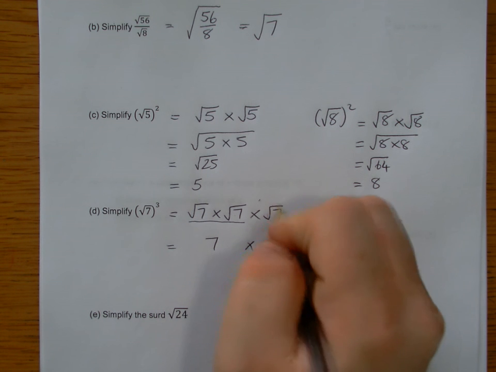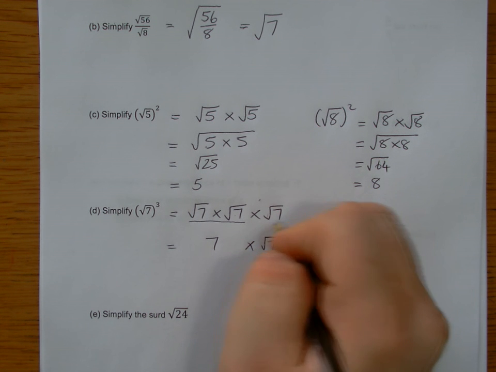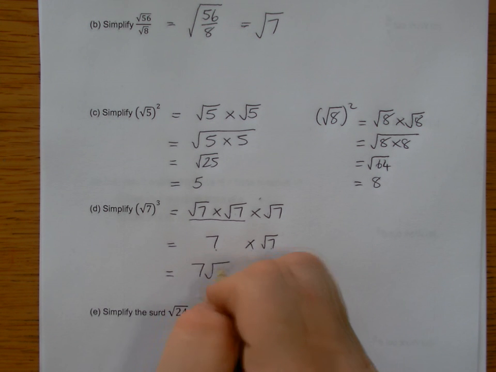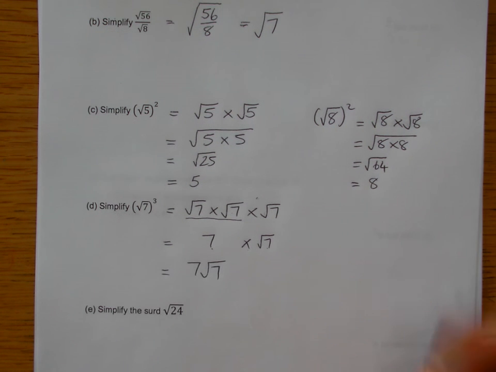Times then this here at the end, the root 7, which we haven't used yet. So my answer will be 7 times root 7. We'll just write that as 7 root 7, and we leave it like that.